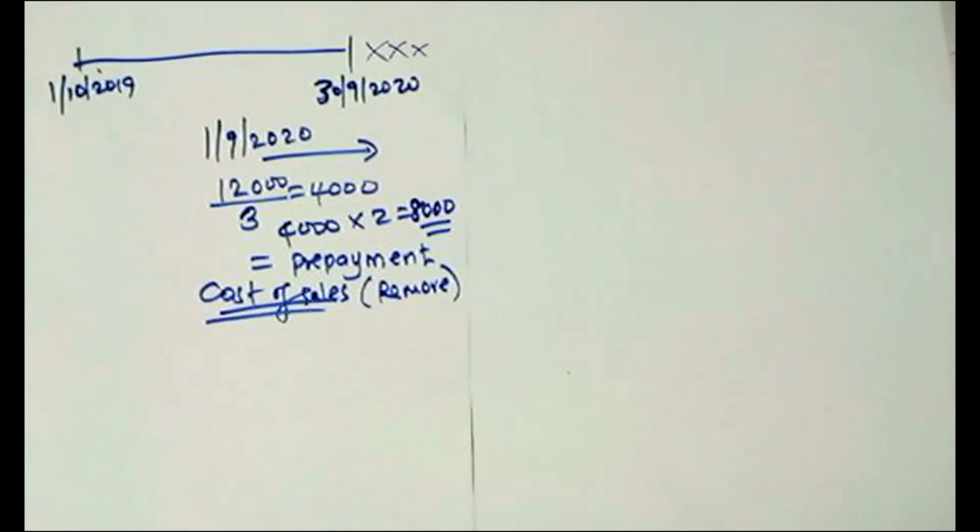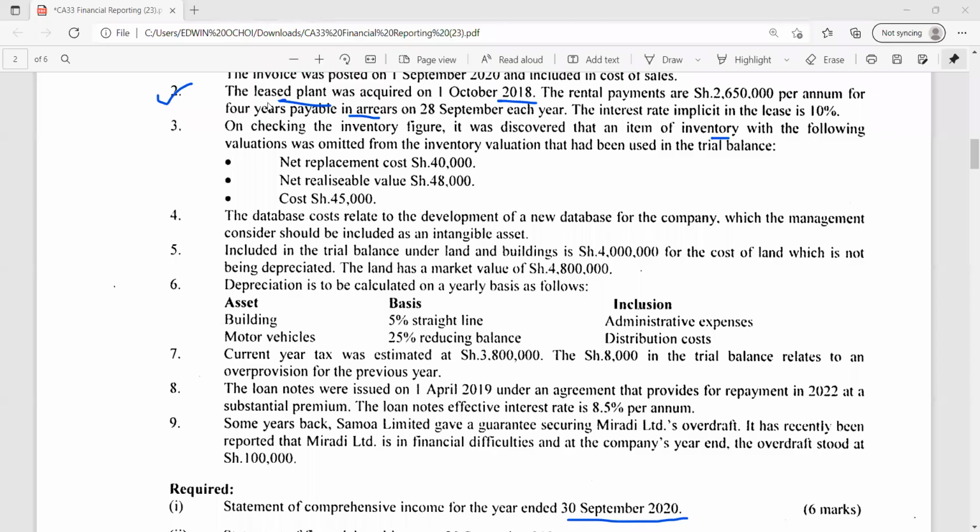Then after that, there is additional information number 2. They were talking about a plant which was leased from 1st October 2018. The rental repayments are 2.6 million for 4 years, payable in arrears on 28 September each year. The interest rate implicit in the lease is 10%.